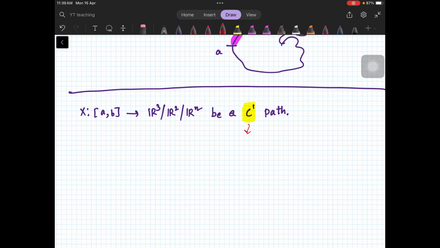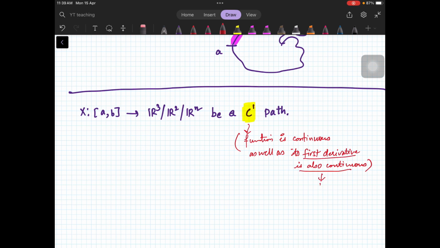C1 is a class of functions. It means that the function is continuous as well as its first derivative is also continuous. Why do we need such a condition? We need these conditions for length to actually make sense. First derivative continuous means you have smooth curves.